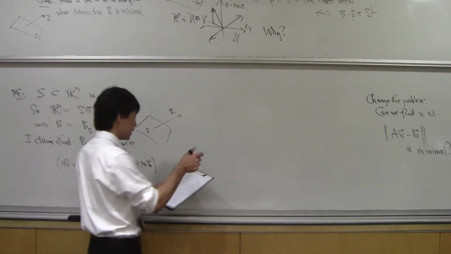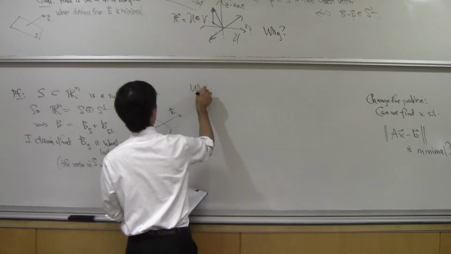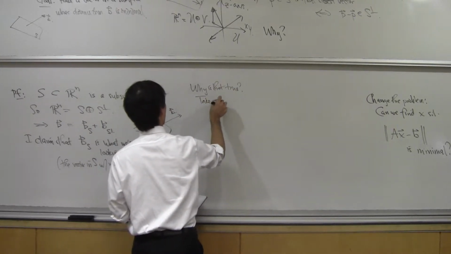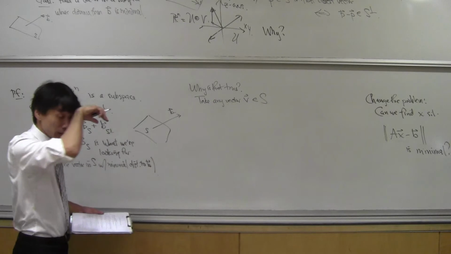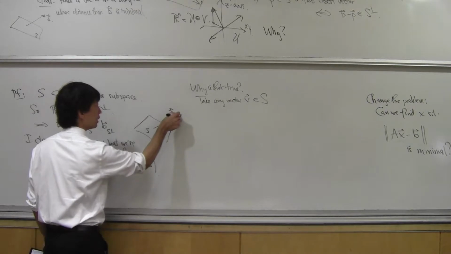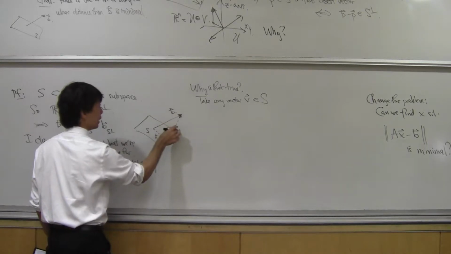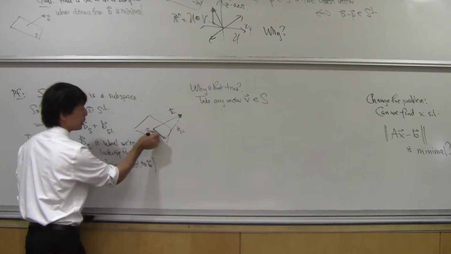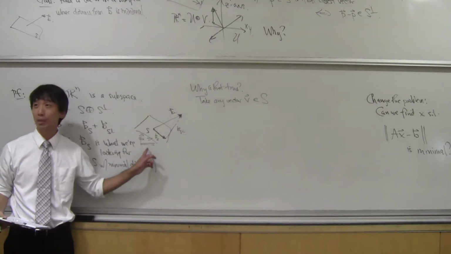Okay, so why is that true? Well, take any vector V in S. Right now we've taken our B and we've split it up into a part in S and a part perpendicular to S. What we're saying is that this guy here is our P. That's what we're hoping. This guy here is the P we're looking for.